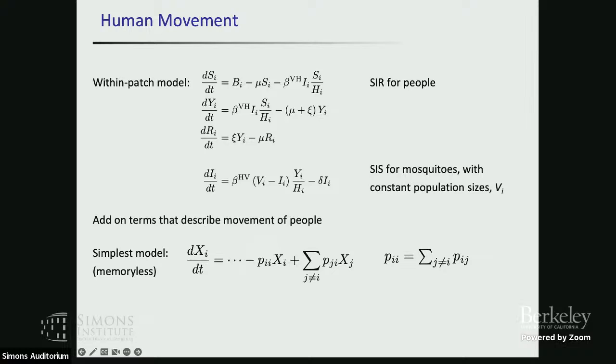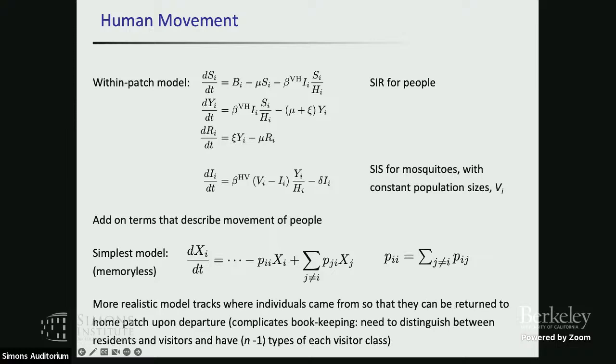And now I'm going to add on terms that describe the movement of people. So for each differential equation, I'm going to add on a term that describes the departure of individuals of that compartment from our patch and the arrival of individuals of that type from all the other patches. So I've got this matrix here then of P_ij's that talk about the movement of individuals between patches. And of course, I need to have a conservation rule on that. So all the individuals that leave a patch have to arrive somewhere.